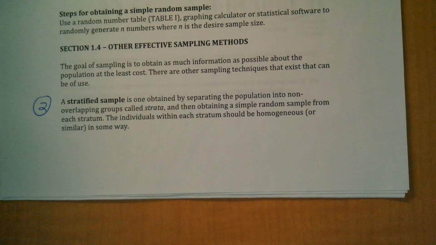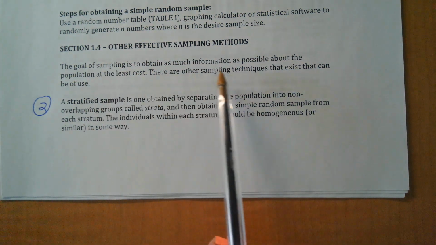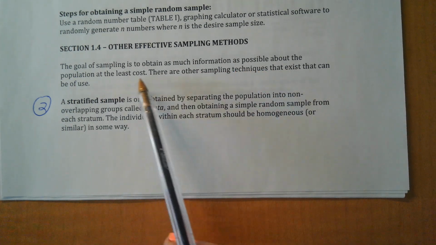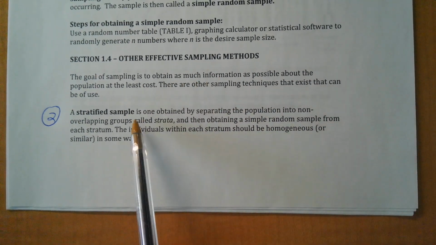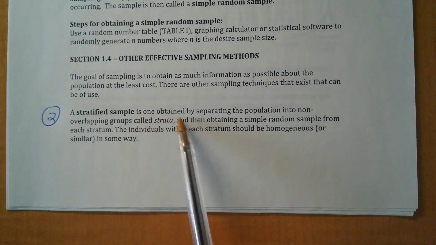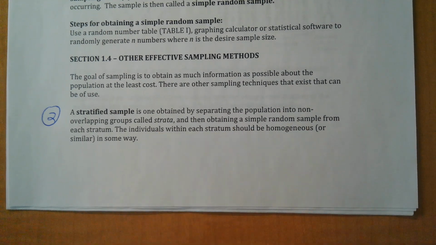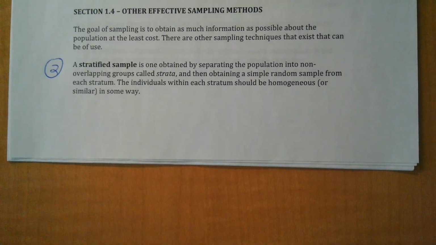The first one will be stratified. Remember that the goal of sampling is to obtain as much information as possible about the population at the least cost. There are other sampling techniques that can exist. Stratified sampling. This one is obtained by separating the population into non-overlapping groups called strata, and then we'll obtain a simple random sample from each stratum. The individuals within each stratum should be homogeneous or similar in some way.